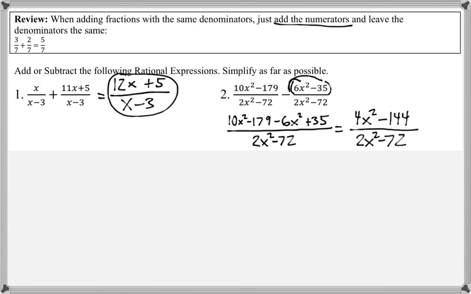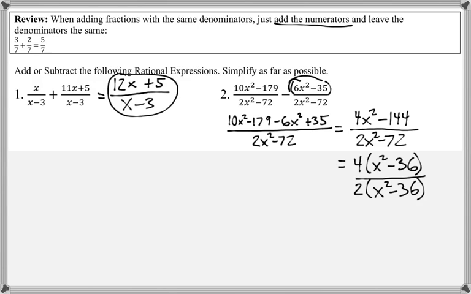So out of the numerator, I can factor out a 4. And that'll leave me with x squared minus 36. Out of the bottom, I can factor out a 2. And that'll leave me with x squared minus 36. So you'll notice that we have x squared minus 36 on both the top and the bottom. Now you could factor these as difference of two squares, and you'd get x plus 6, x minus 6 on both the top and the bottom.